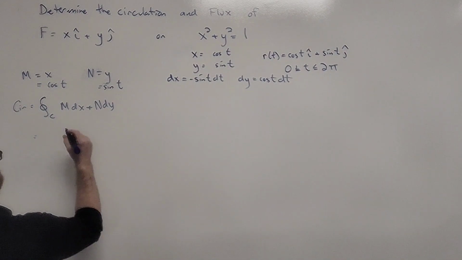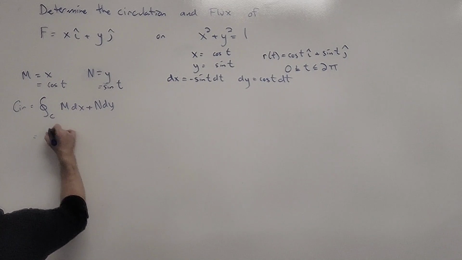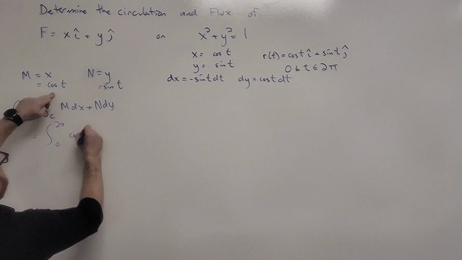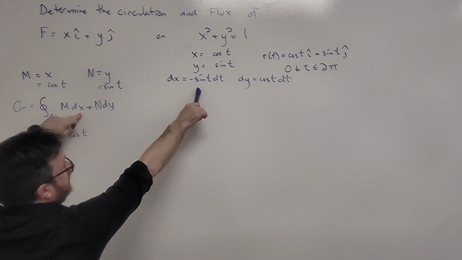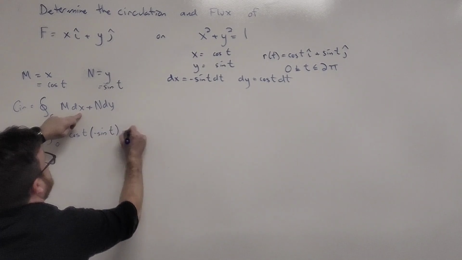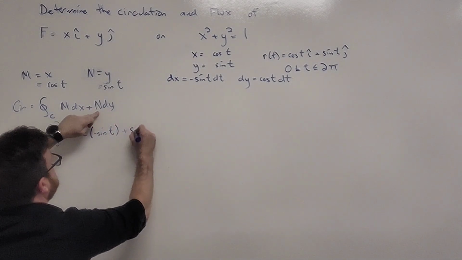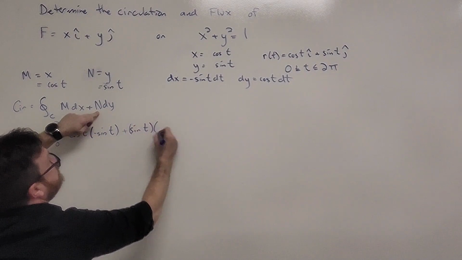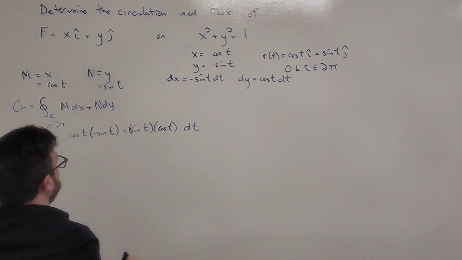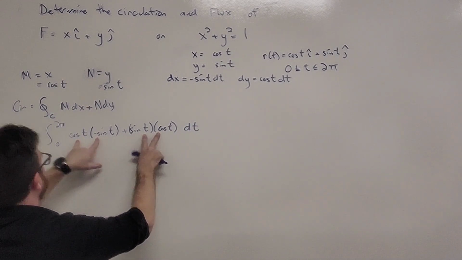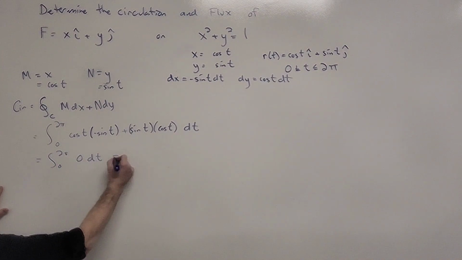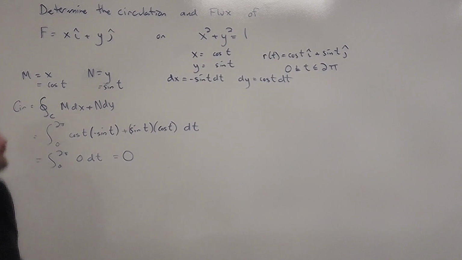So this is going to be equal to the integral from 0 to 2 pi. M is going to be cosine of t. dx is going to be minus sine of t dt. I'm just going to leave the dt all on the outside, so minus sine of t. And then plus N, which is sine of t, times dy, which is cosine of t dt. So I just pull the dt all the way out, and we can see that these will add to 0. So this is going to be the integral from 0 to 2 pi of 0 dt, which is 0. So this has 0 circulation.